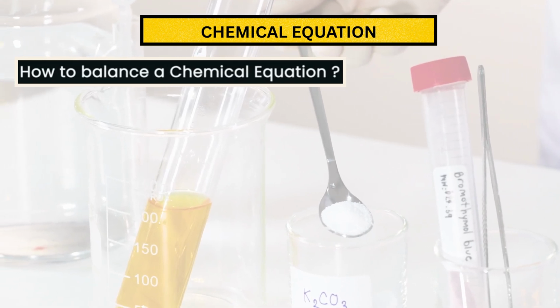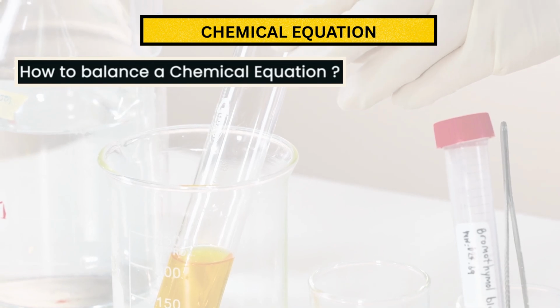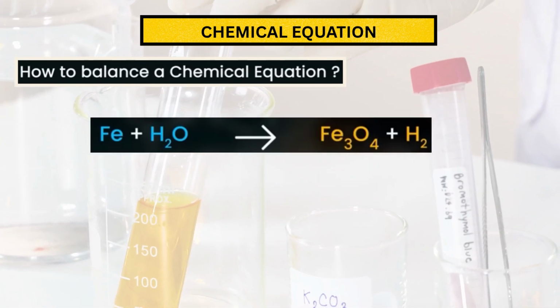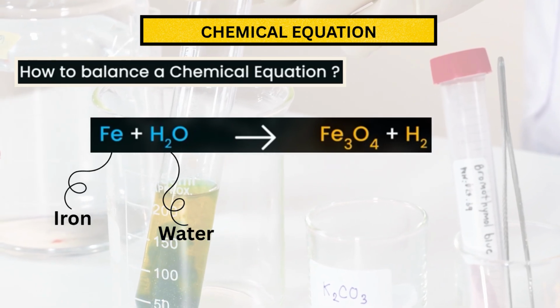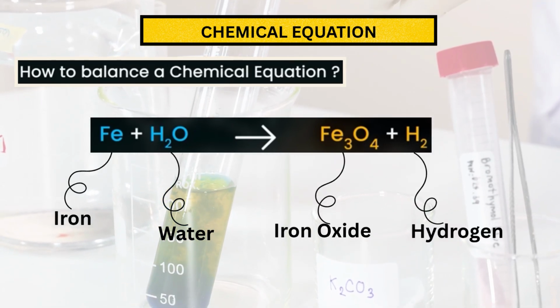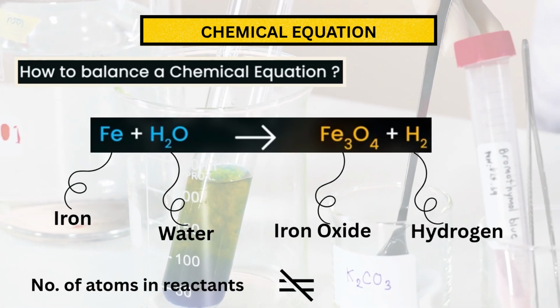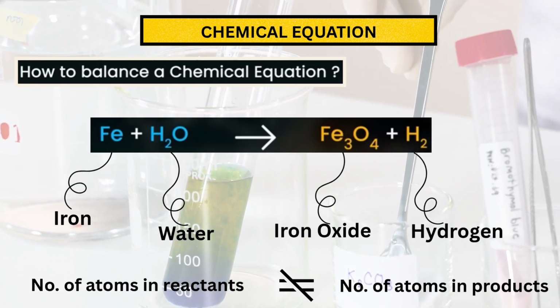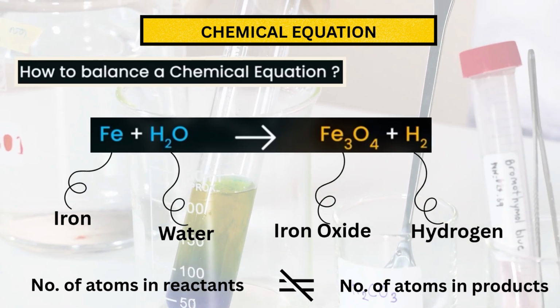Now we will study how to balance chemical equations. Suppose for example we have this chemical equation. In this equation iron reacts with water to form iron oxide and hydrogen. But when we see this equation, number of atoms in reactants is not equal to number of atoms in product. So we have to balance this equation.